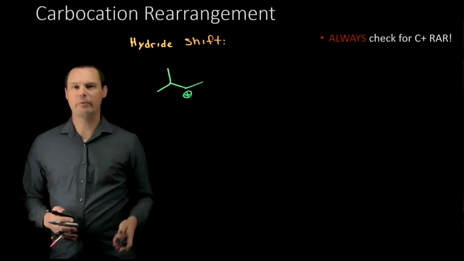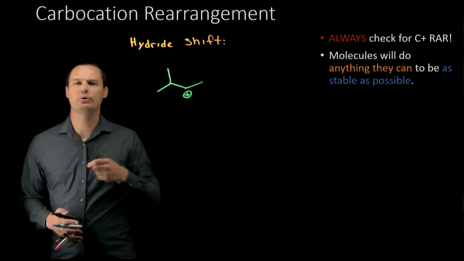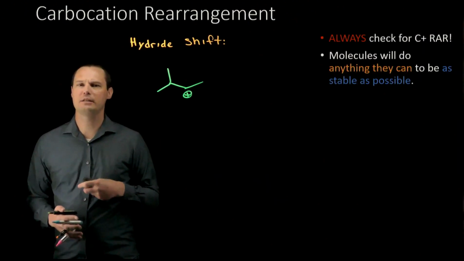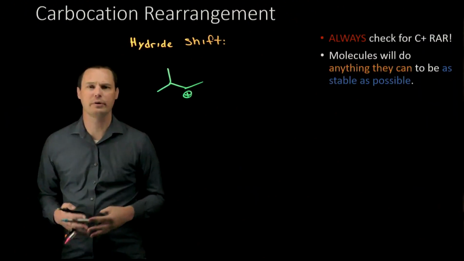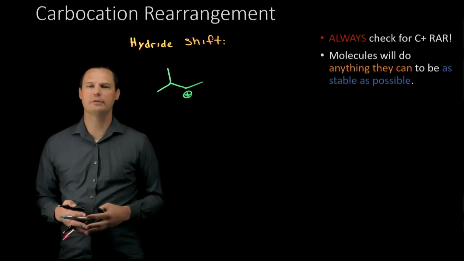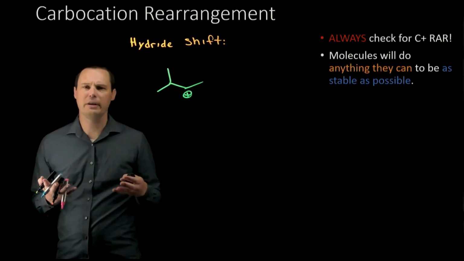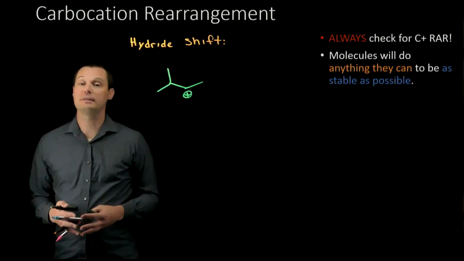Why do we do carbocation rearrangement? Very simple. Molecules will do anything they can to be as stable as possible. That's one of the guiding principles of chemistry. All right, molecules don't have agency, but molecules will do anything they can to be as stable as possible.